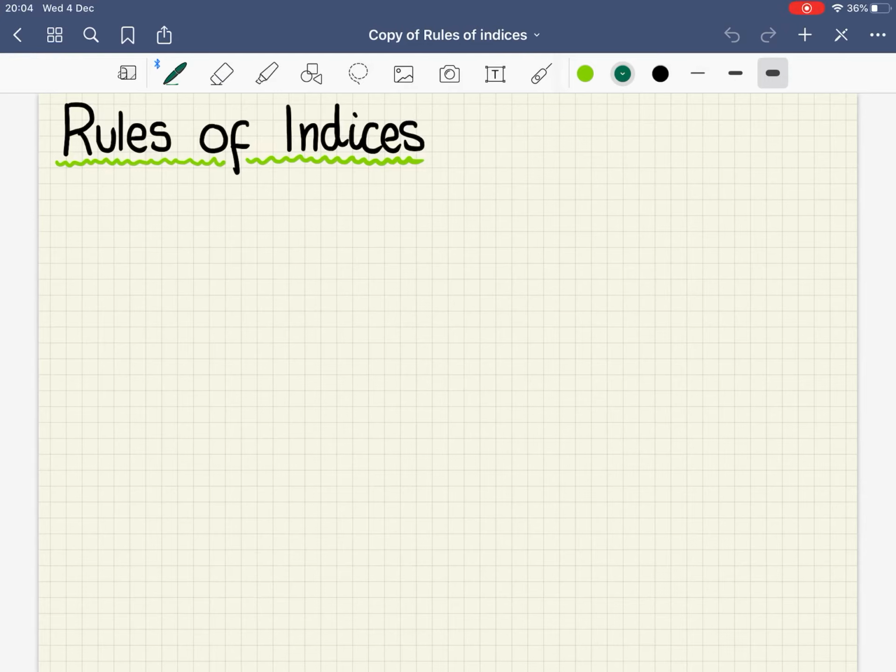Okay, hi guys, we're going to be looking at rules of indices. In this video, we're just going to be looking at all the rules and just doing some basic examples using the rules. In the next video, I'll do some more complex examples where I'm combining multiple rules together. So we're going to just jump straight to it because we've got a lot to get through. So to start off with, we have our first rule.